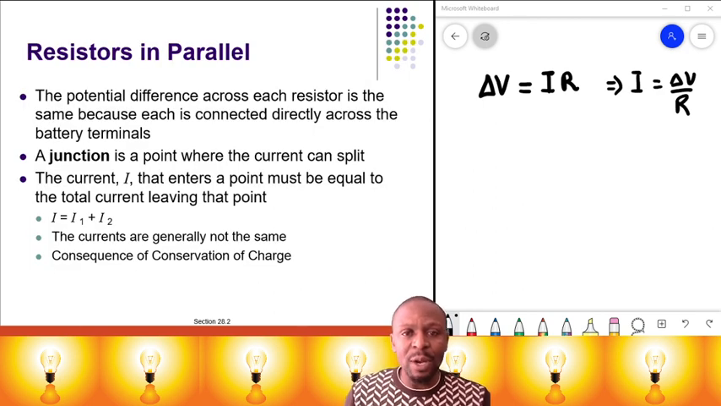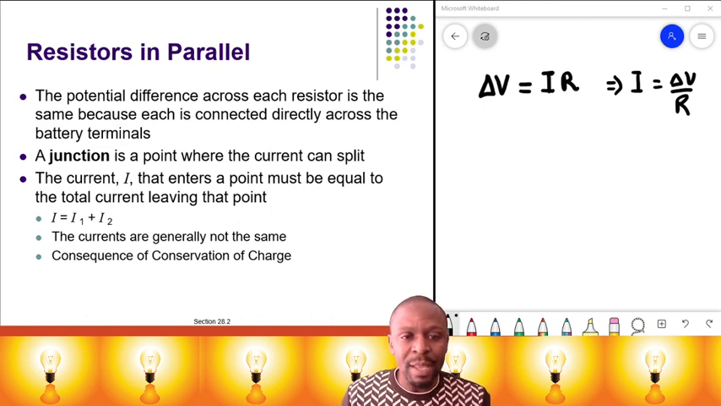Now let us also talk about the resistors in parallel. The potential difference across each resistor is the same because each is connected directly across the battery terminals. The junction is the point where the current can split. The current I that enters a point must be equal to the current that is leaving that point. For example, the total current is just equal to I1 plus I2.